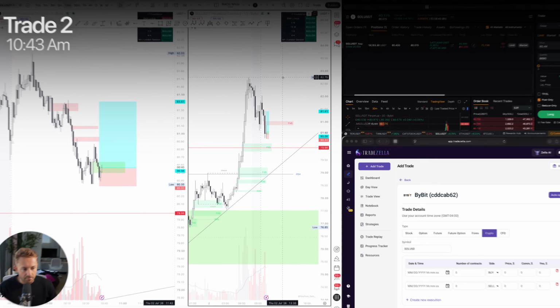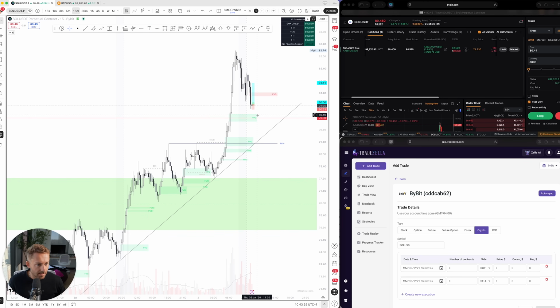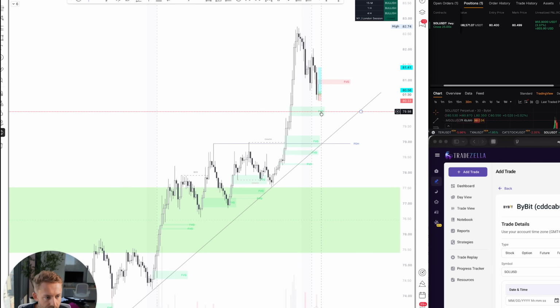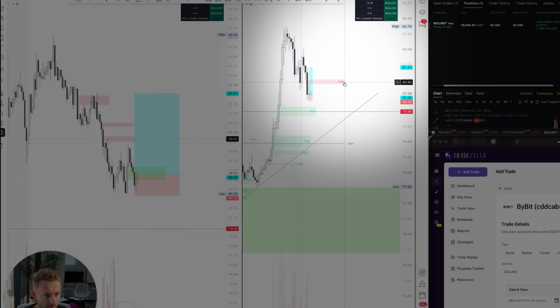Okay, so after sort of missing this pull down, I'm in on trade number 2 here. What I'm looking at on a higher time frame is price could definitely want to pull into this higher time frame fair value gap here, but what I am seeing on a shorter term is also we're going to be drawn to this gap as well.